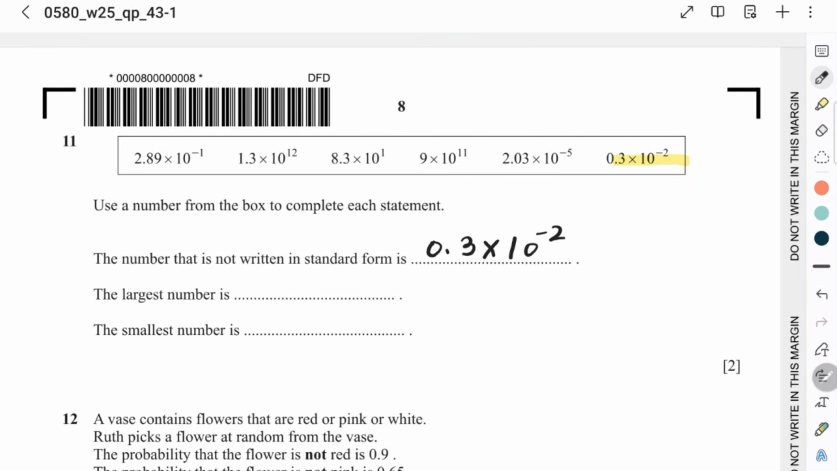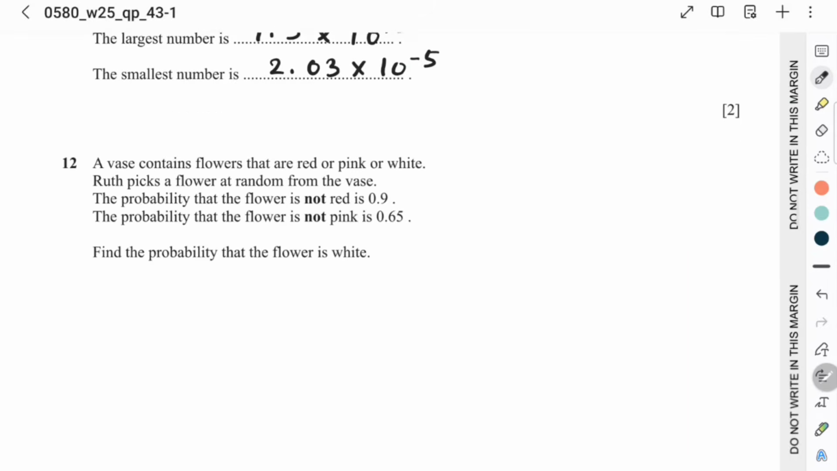If you think 9 times 10 to the power 11 is that number, that is 9.0, the same thing, it's in standard form. The number that is not written in standard form is 0.3 times 10 to the power minus 2. The largest number, the largest power, we have 12, so that is 1.32 times 10 to the power 12. And the smallest number, it's minus 5 power, so that is 2.03 times 10 to the power of minus 5. And it was a 2 marks question.